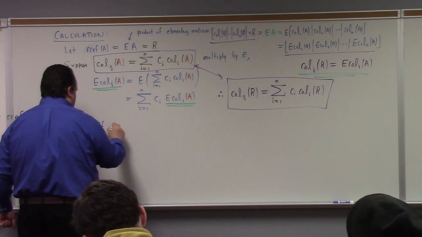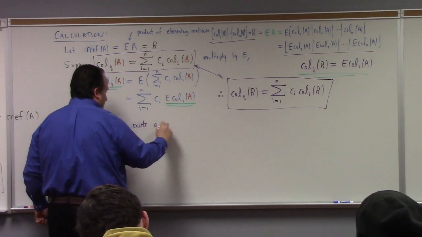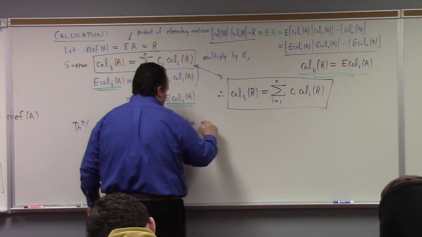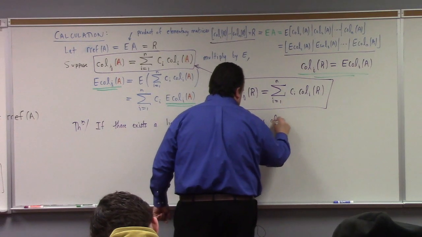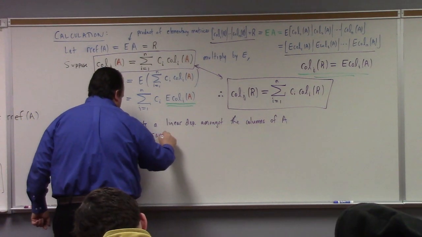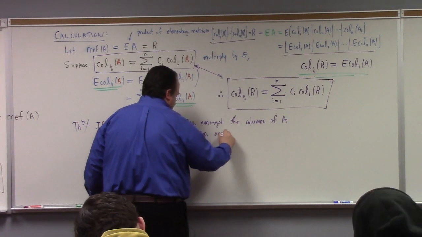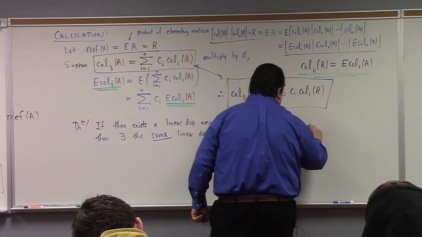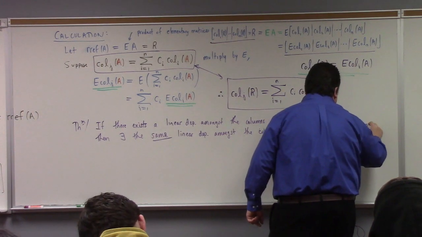If there exists a linear dependence amongst the columns of A, then there exists the same linear dependence amongst the columns of any row equivalent matrix.